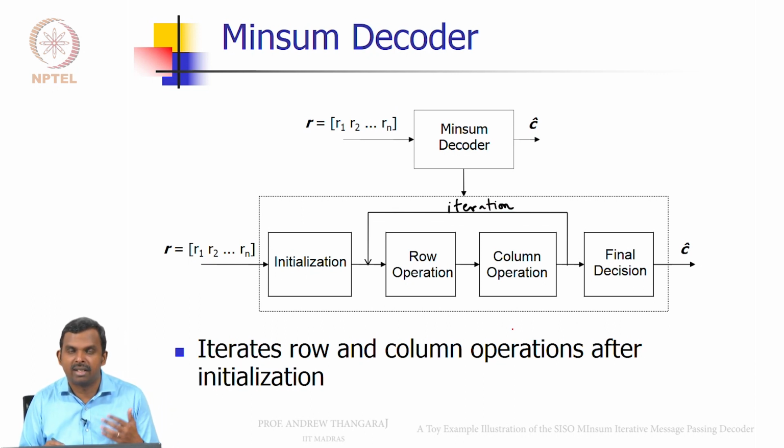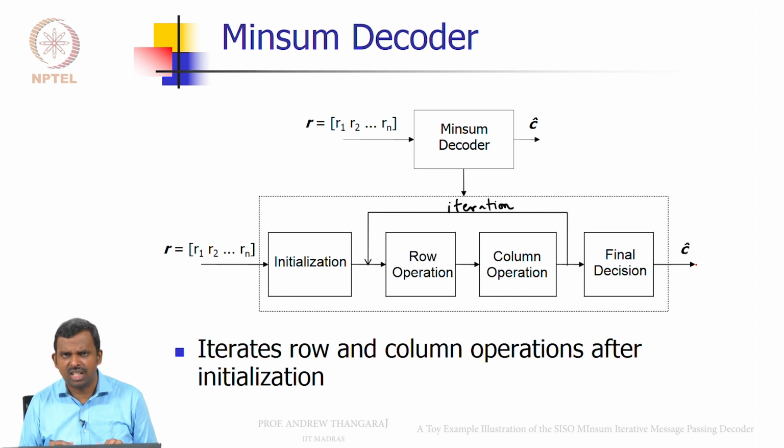Typically people do 10 iterations, 8 iterations, however many iterations you want. As you do more and more iterations, the performance will keep slowly improving. Eventually, after some 8 or 10 iterations, you may not see too much improvement in error rates. Then you choose to stop. Finally, when you stop, you can make a final decision, and that will put out your C cap. So, this is the block diagram of what happens. You iterate between the row operation and the column operation.